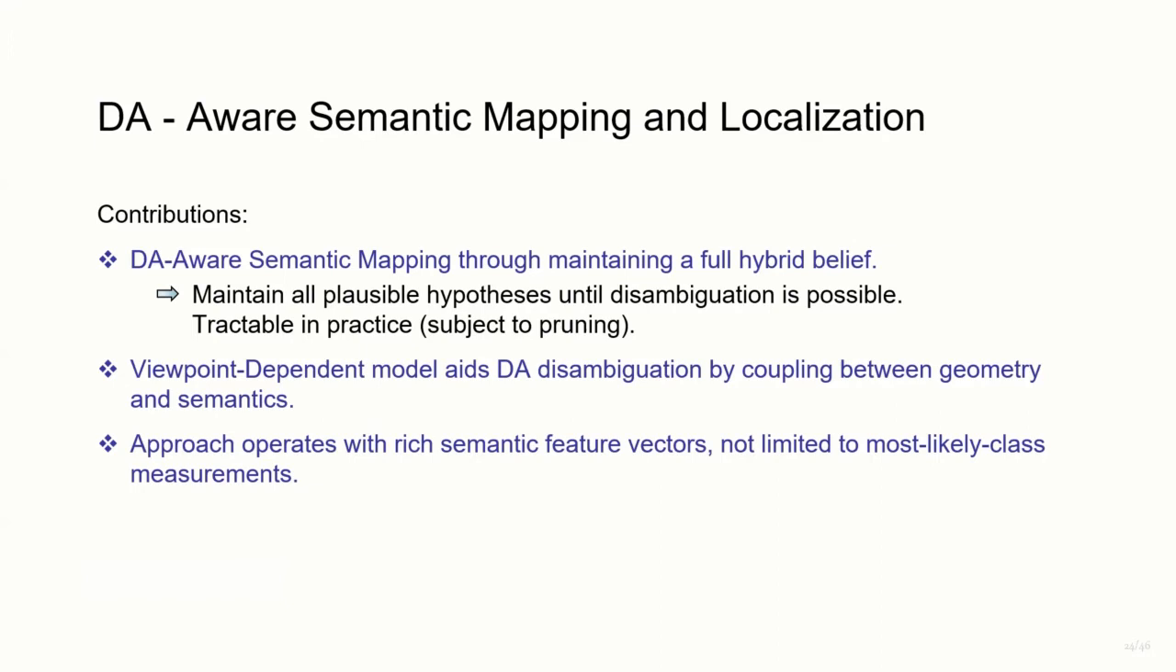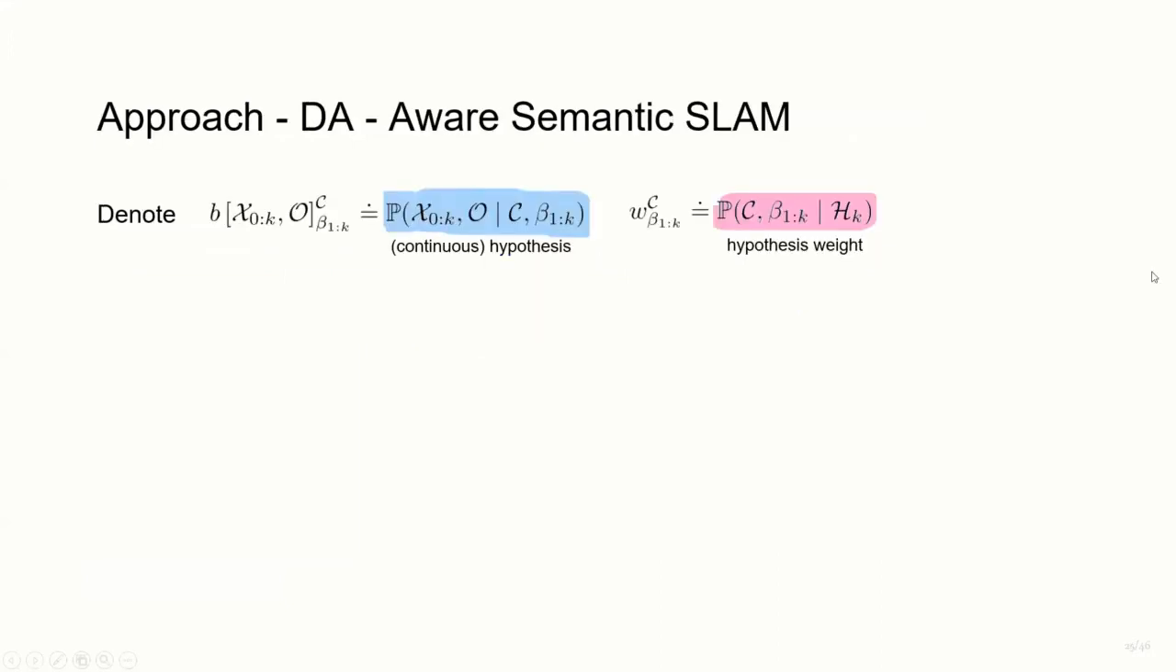We show that the viewpoint-dependent model aids data association and helps reduce the number of valid hypotheses. And again, this approach operates with general semantic feature vectors, as opposed to baselines that usually take just the most likely class. So the approach boils down to this.